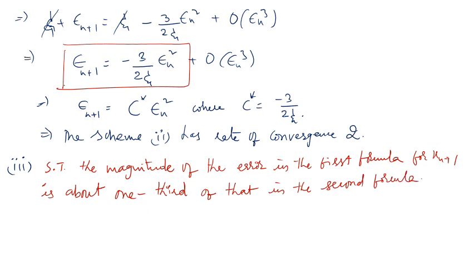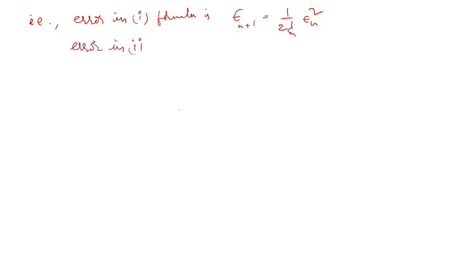Okay, this is one part. For this, what do I have to take? What is the meaning of this? Error in the first formula is equal to 1 by 3rd of the error in the second formula. So what is the error in that? Error in the first formula is epsilon n plus 1 equal to 1 by 2 xi epsilon n square. Error in the second formula is epsilon n plus 1 equal to minus 3 by 2 xi epsilon n square, right?